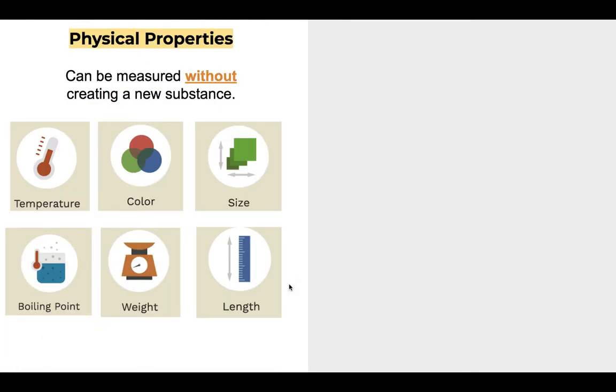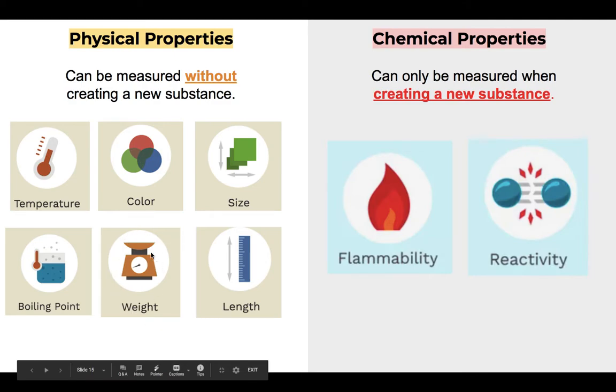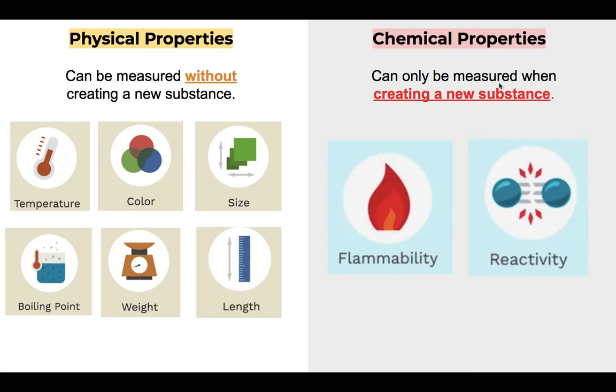Today, our main goal is to understand the difference between physical properties and chemical properties. Physical properties can be measured without creating a new substance. For example, we can measure the weight of a substance without changing it. Chemical properties can only be measured when we create a new substance. For example, if I set something on fire, afterwards, it's not going to be the same substance.